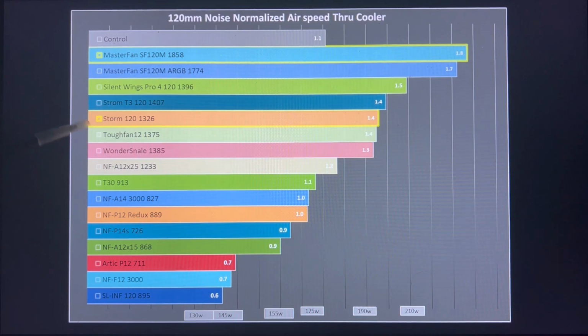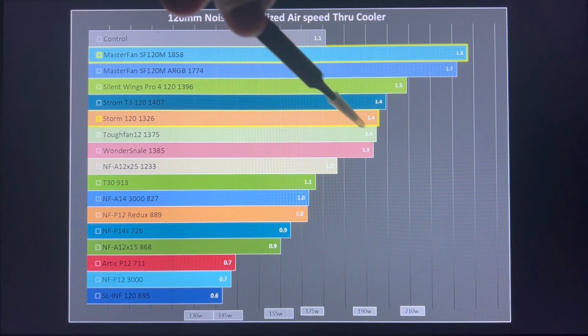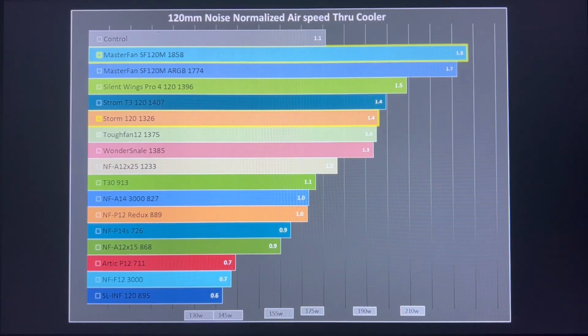Moving down to the Storms, the Storm 120 regular edition was spinning at 1,300, while the Storm T3 was spinning at 1,400. They have functionally equivalent air speeds. However, the T3 was in general a little bit better, but functionally equivalent. And all of them are outperforming the Noctua A12X25, which just kind of blew my mind because this is noise normalized and not. I consider the Noctua one of the best fans, so it's just a very interesting result.